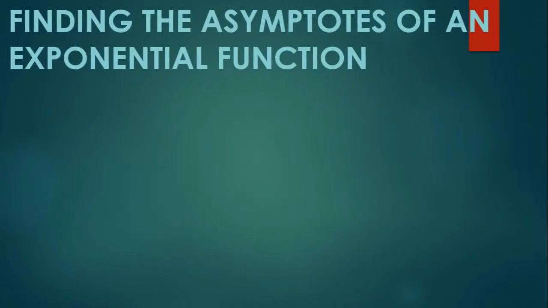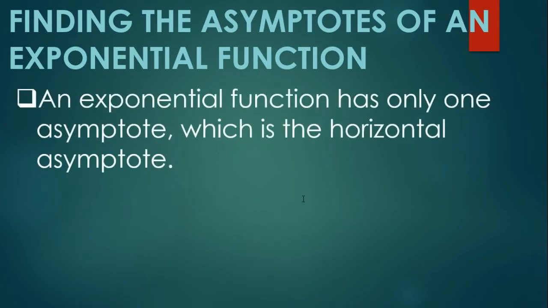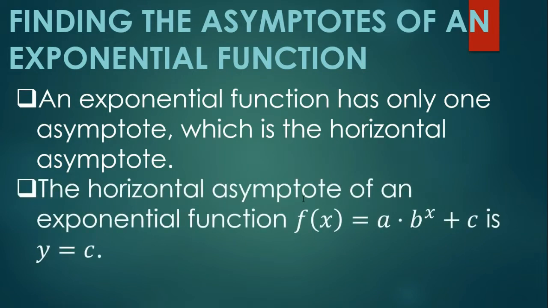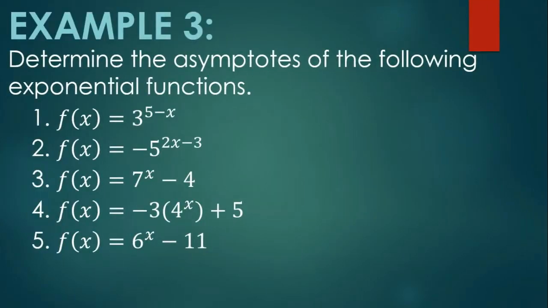Next one, finding the asymptotes of an exponential function. An exponential function has only one asymptote, which is the horizontal asymptote. The horizontal asymptote of an exponential function f of x is equal to a times b raised to x plus c is y is equal to c. So, in short, ang horizontal asymptote niya ay yung constant term. Okay? Yung constant term parate, yung ating horizontal asymptote. Bear that in mind. Example number 3, determine the asymptotes of the following exponential functions. For the solution, watch this video.